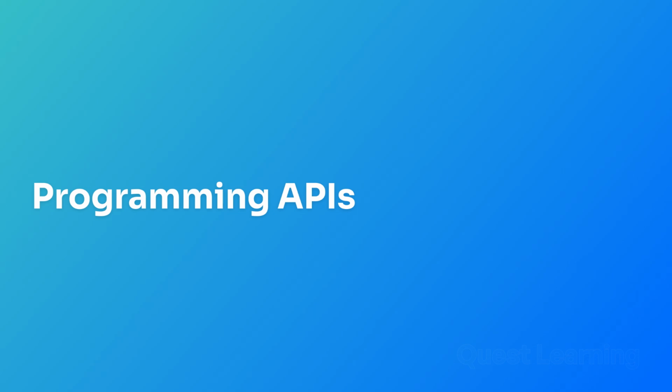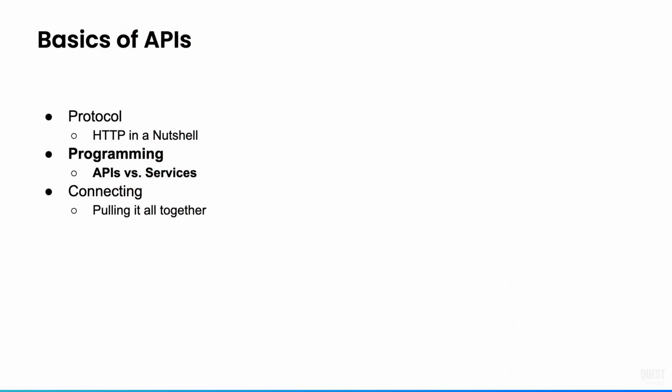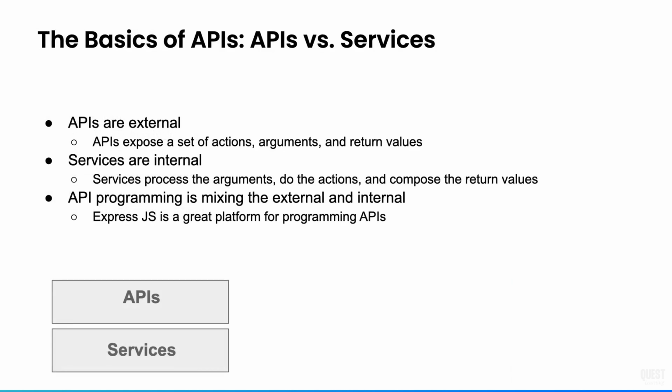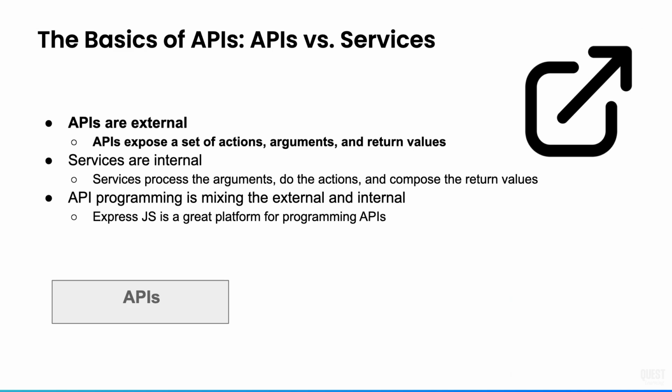All right, let's continue with our API basics and talk about the next step in the chain, and that's programming APIs. It turns out programming APIs and programming services are each unique in their own way, and it's when we put them together that they really work. So let's look into this a little bit deeper. APIs are actually external elements. They expose a set of actions, such as read and write, or report, or share, and they take arguments as inputs, and they return messages as values, which might be a list of users or the computation of a value.